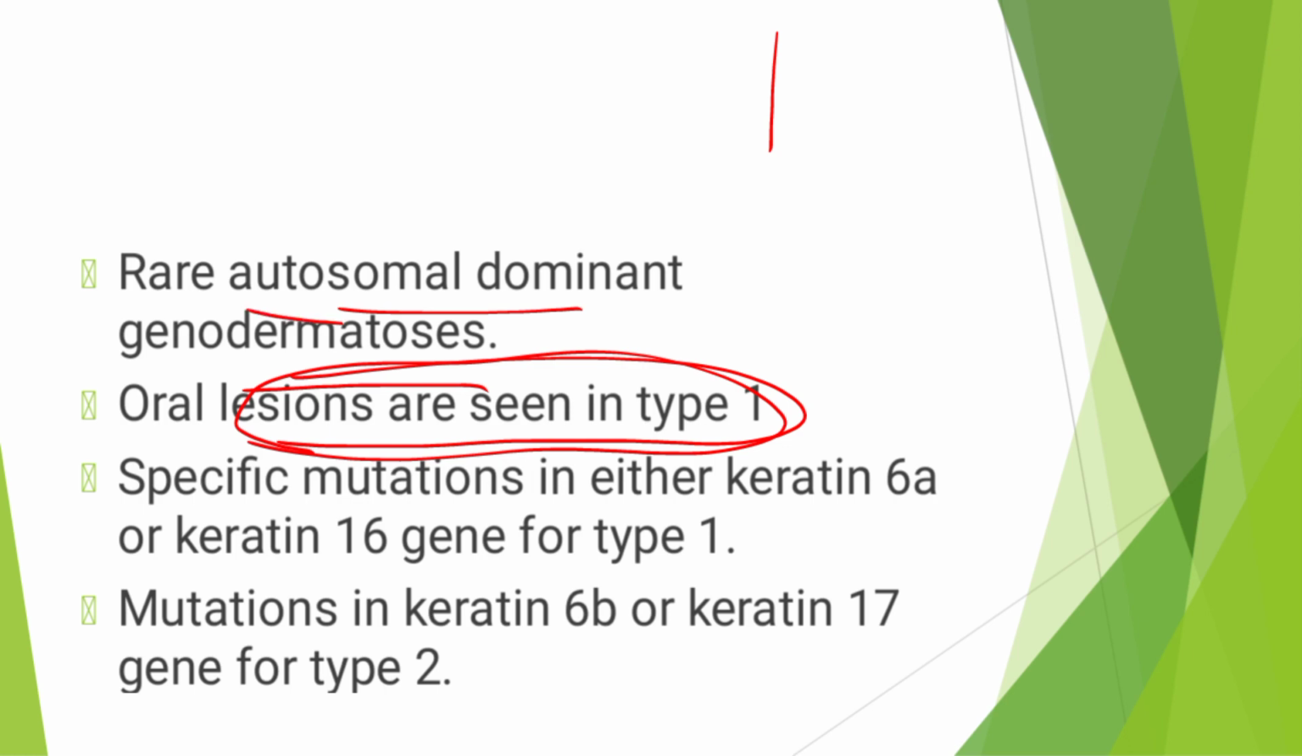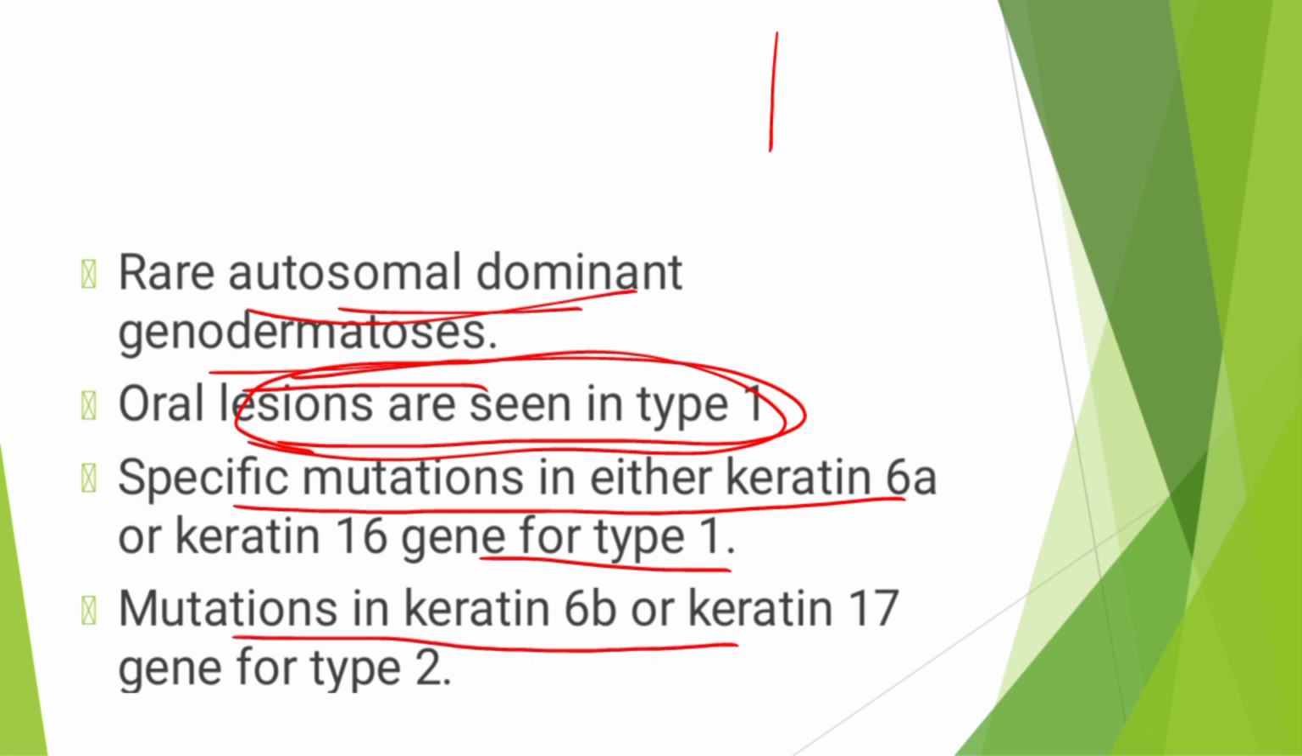It is a rare autosomal dominant genodermatosis, like hereditary benign intraepithelial dyskeratosis. It is basically caused by specific mutations in either the keratin 6A or 16 gene, which can be seen in type 1. Very important, in your MCQs they can ask which keratin or which gene is involved in type 1 Lewandowski. So it is 6A or 16, but mutation in 6B or keratin 17 is for type 2. Always remember it, very important.